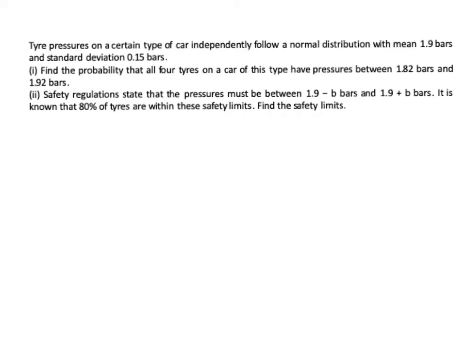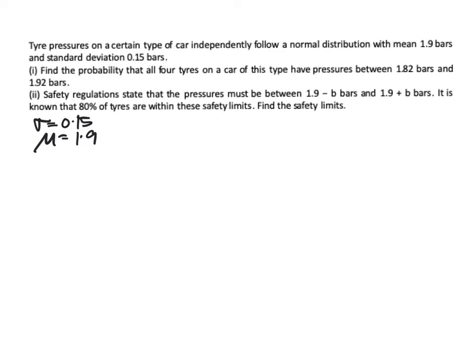Tire pressures on a certain type of car independently follow a normal distribution with a mean 1.9 bars and standard deviation 0.15 bars. Okay, let's get that. Let's start with this. The information I have is standard deviation 0.15, and mu equals 1.9. Then find the probability that all four tires on a car of this type have pressure between 1.82 bars and 1.92 bars. Okay, let's draw this bell curve.